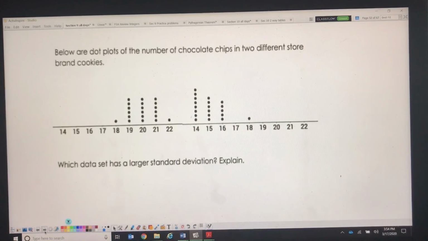Take a look at these 2 dot plots. Take a moment to pause now and do your best to answer the question below. The question asks, which data set has a larger standard deviation? Explain why.